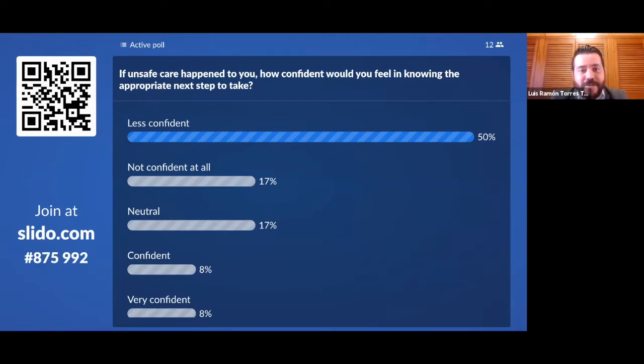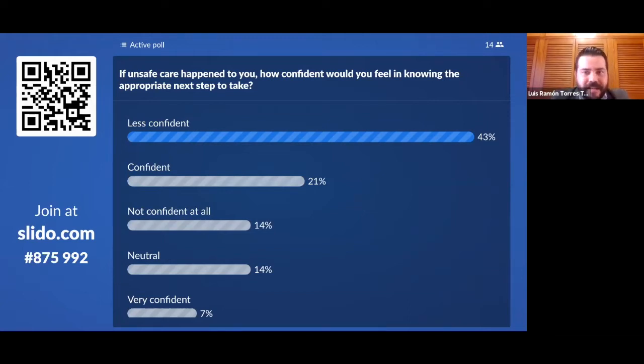It's now the fourth. And from what I'm seeing in the responses, we really do not feel confident at all about what is the next step to take when unsafe care happens. And this is worrisome, but this is something that is happening around the globe. And it's important to take action about this. And Elizabeth, I would really like your opinion on why is medical error the first leading cause of death?